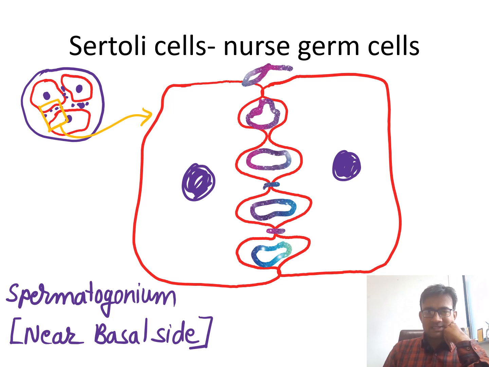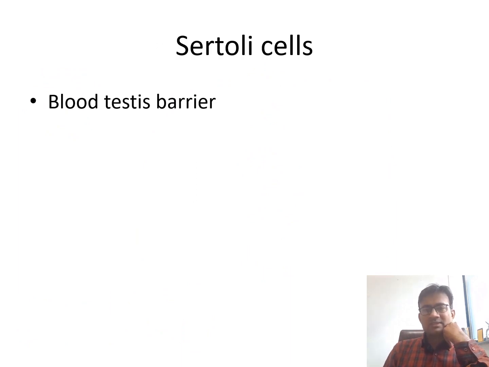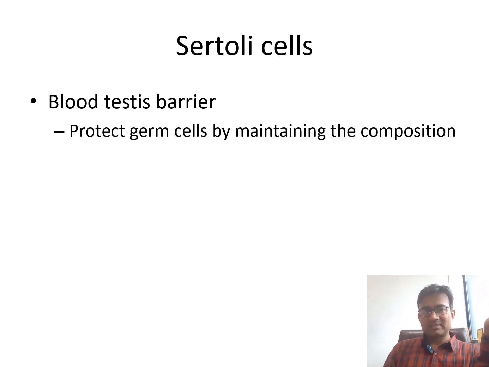Sertoli cell, see that what are coming, these are tight junctions. So Sertoli cells are forming a tight junction. So how does it help? It helps in blood testis barrier. So it protects germ cell by maintaining the composition.